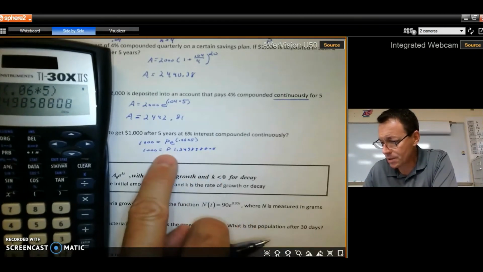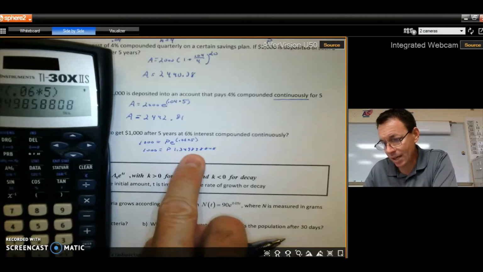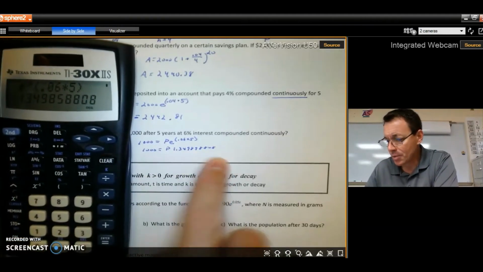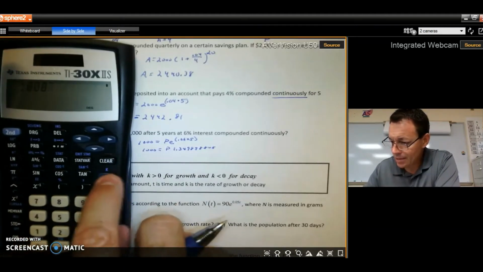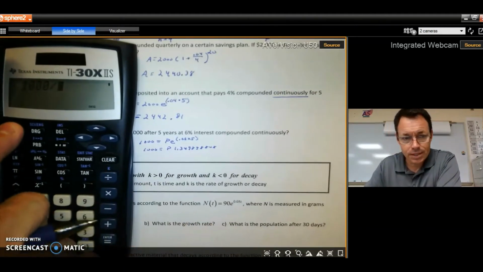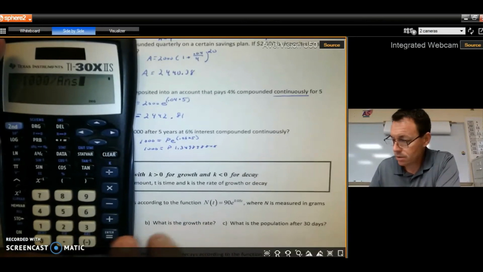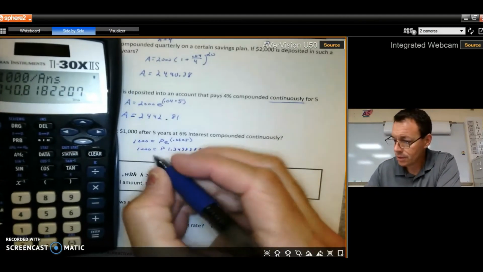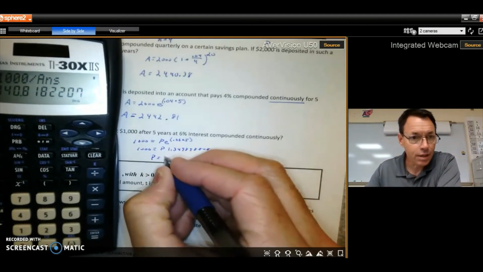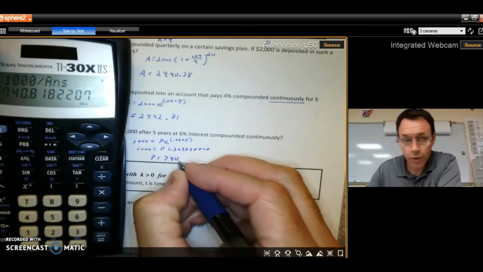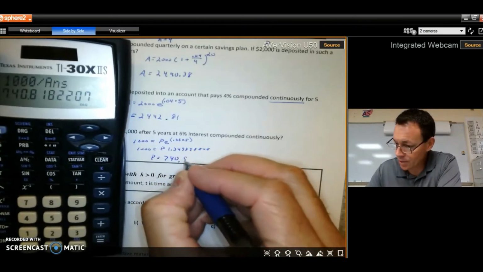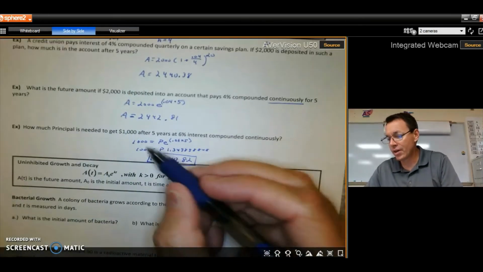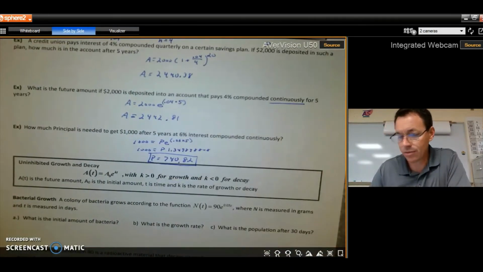Our next step, since this is multiplying P, would be to take 1,000 and divide it by this. This is where that answer button is going to come in handy, so I don't have to type in all these decimals. I'm just going to take 1,000 and divide it by, I'm going to hit second answer, and it's going to memorize that decimal for me, and I'm going to get the principal of $740.82. So that's how much you need to start with if you want to have $1,000 in 5 years. You've got to start with $740.